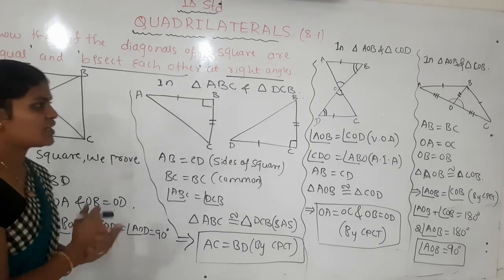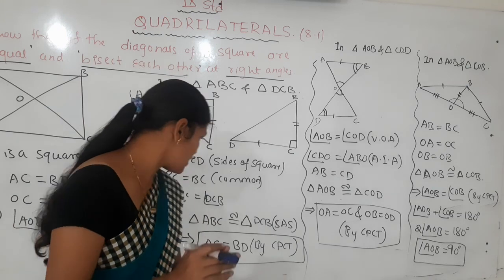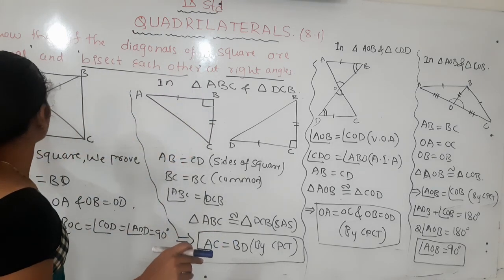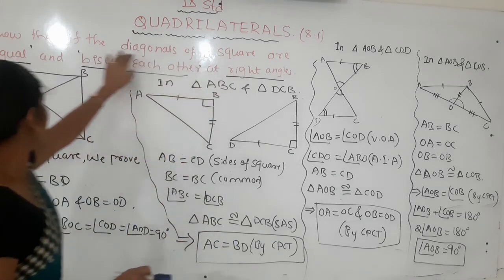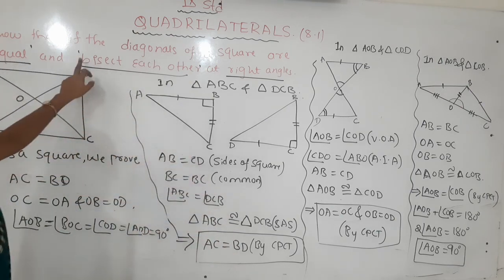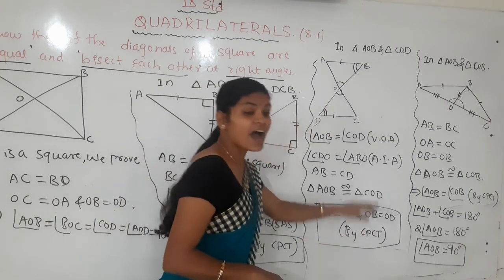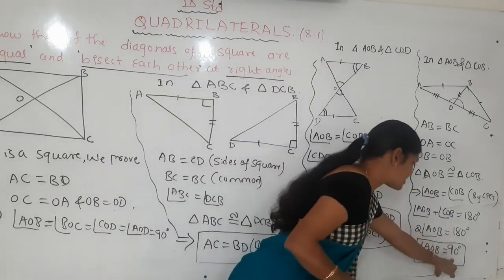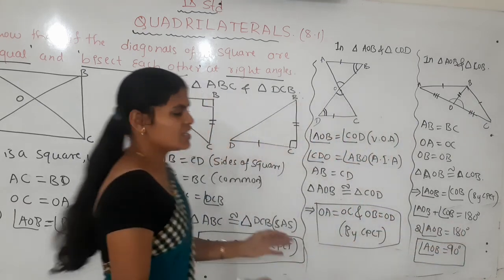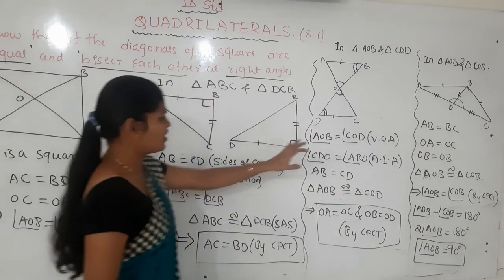Yes, here all 4 angles are equal in measurement, meaning AOB, BOC, COD, DOA are all equal to 90. I have got all 3 things here. First thing, in a square, diagonals are equal. Got it? And bisect each other. Got it? At right angles. Got it? Yes.